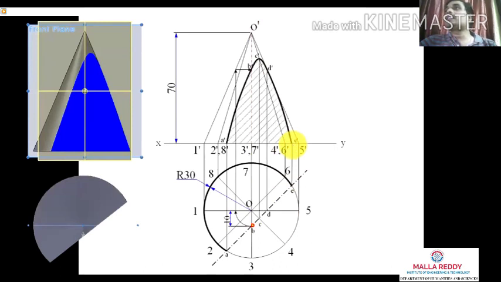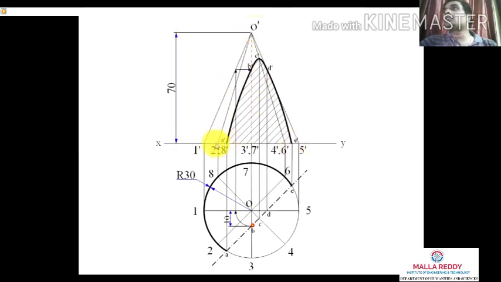And the hatching is done. The remaining part, like 1 dash, O dash, the remaining part also should be darkened here. So this is the sectional front view and the top view.